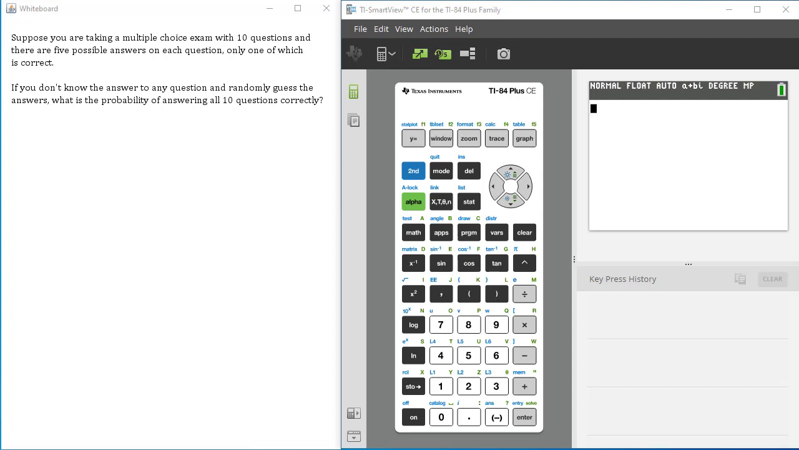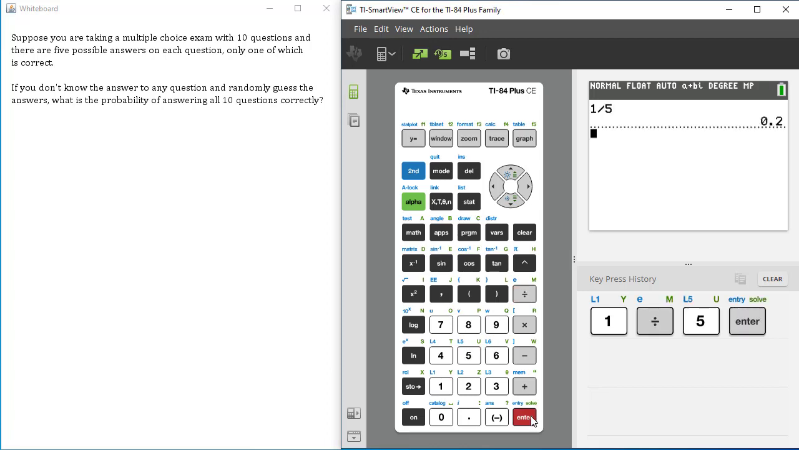So suppose you're taking a multiple choice exam with 10 questions, and there are 5 possible answers on each question, only one of which is correct. If you don't know the answer to any and you randomly guess the answers, what's the probability of answering all 10 questions correctly? Well, if there's a multiple choice test and there's 5 possible answers, only one is correct, then there is a 1 out of 5 chance of getting any question answered correct.